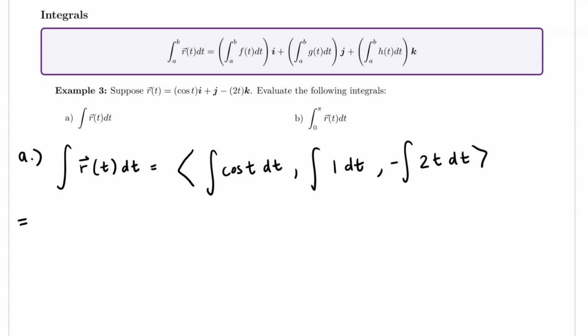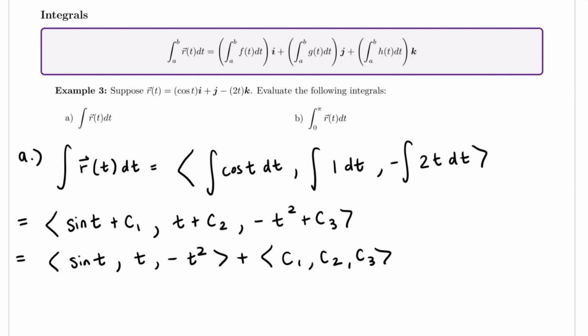All right, from here, notice that these are indefinite integrals, and so I have sine of t, and then don't forget our constant of integration, and this is a scalar, so maybe I'll just put c1. Then we have t plus a different scalar, c2, and then minus t squared plus c3. And another way that we could go about writing this is I can pull out all of the constants and write this as a sum of two vectors.